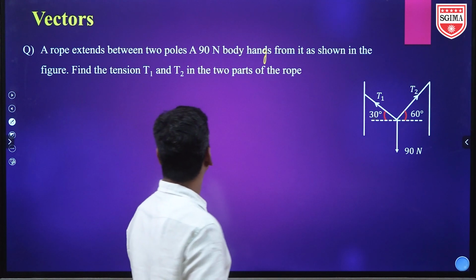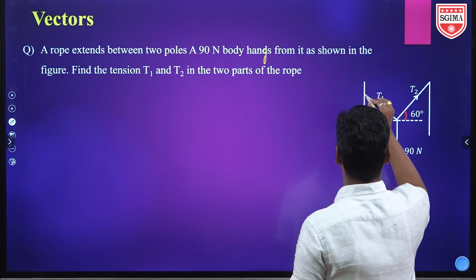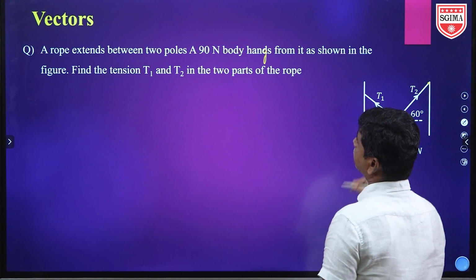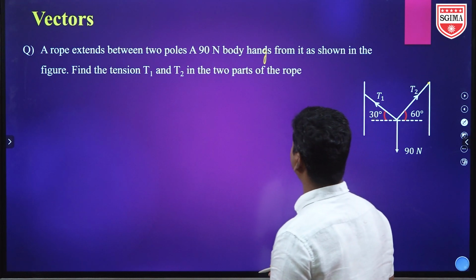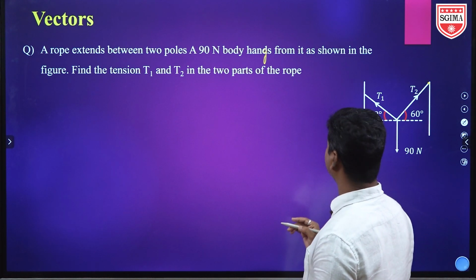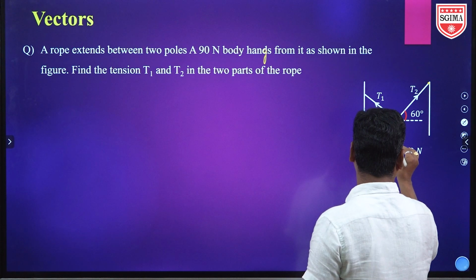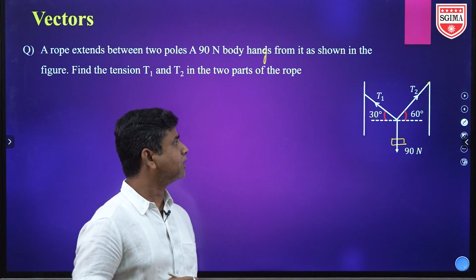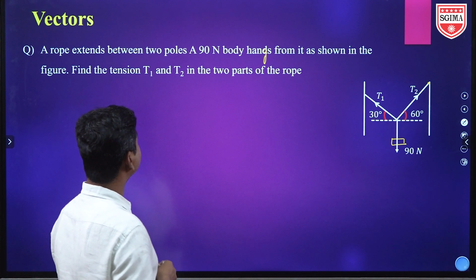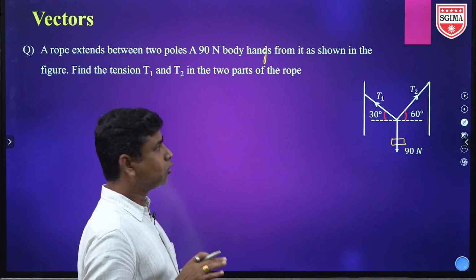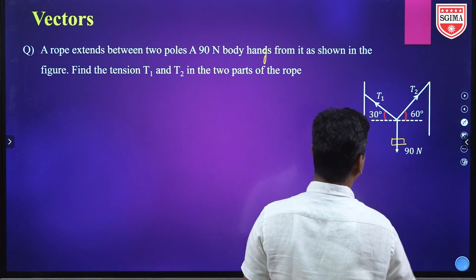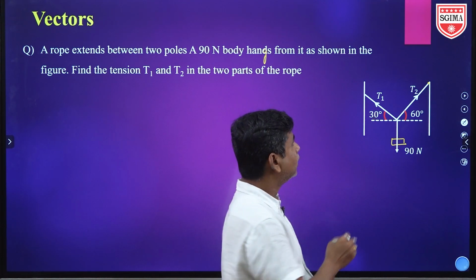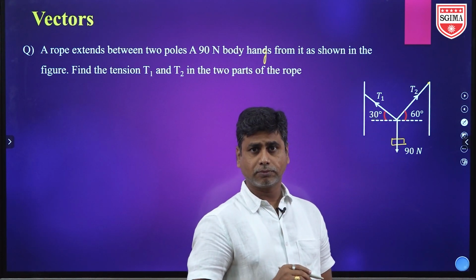Here a rope extends between two poles, with one point here and one point here, hanging like that. A 90 Newton body hangs from it as shown in the figure. The weight is 90 Newton, and the body is hanging by the rope. They are asking for the tensions T1 and T2 in the two parts of the rope. How many forces are acting in the diagram? T1, T2 and 90 Newton.